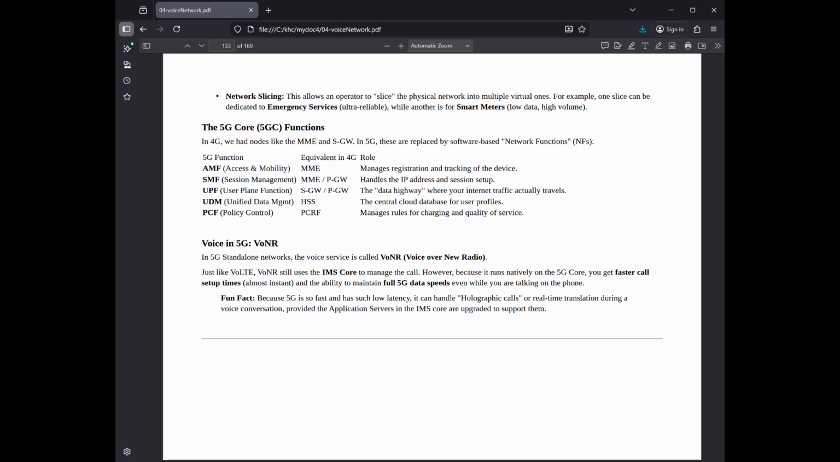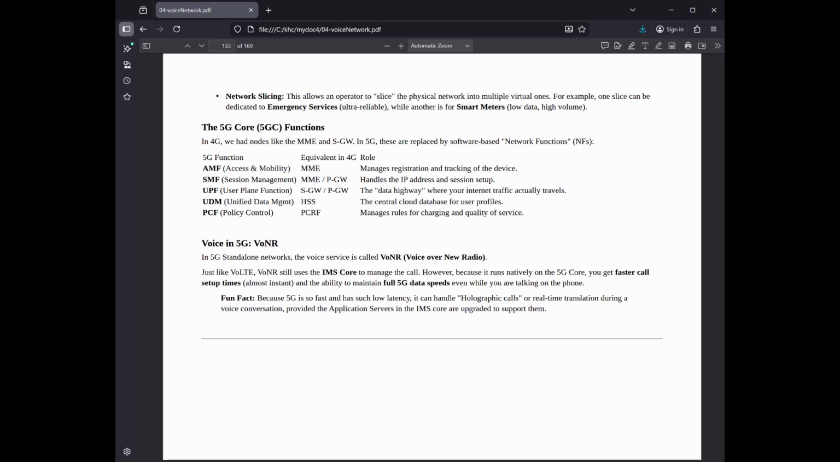5G function, equivalent in 4G, role. AMF, access and mobility: MME manages registration and tracking of the device. SMF, session management: MME/PGW handles the IP address and session setup. UPF, user plane function: SGW/PGW, the data highway where your internet traffic actually travels. UDM, unified data management: HSS, the central cloud database for user profiles. PCF, policy control: PCRF manages rules for charging and quality of service.